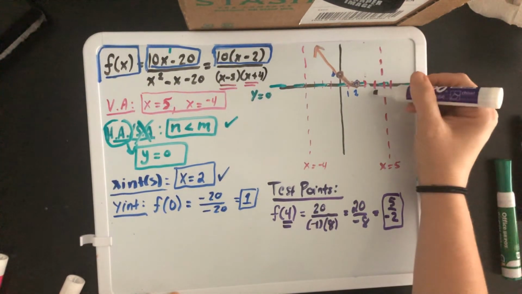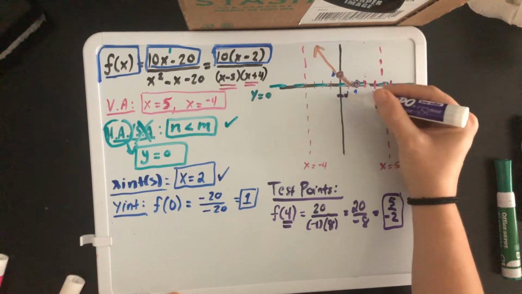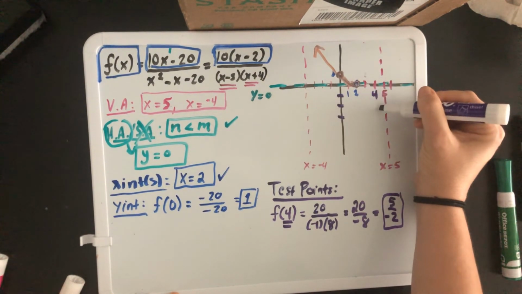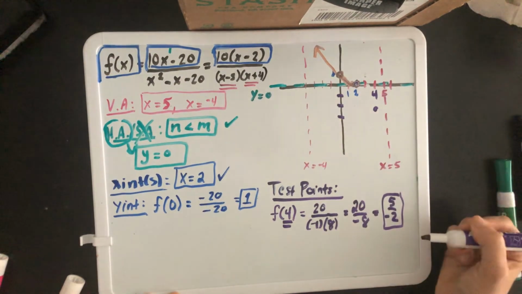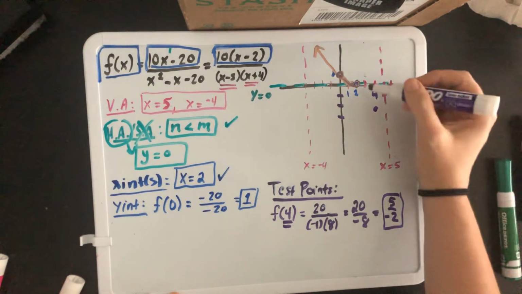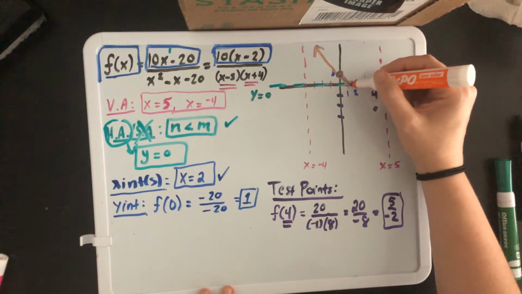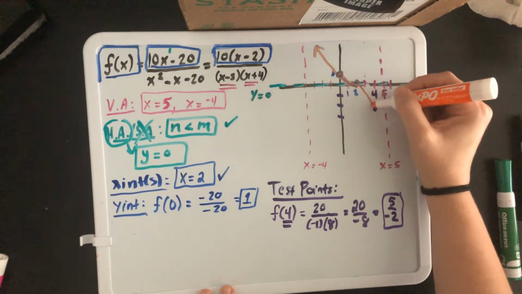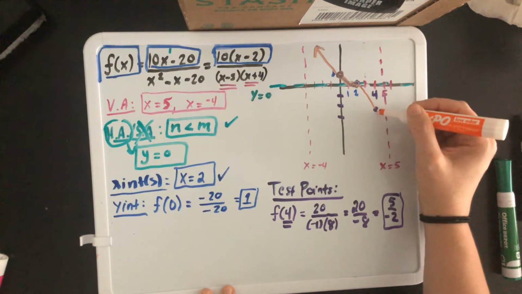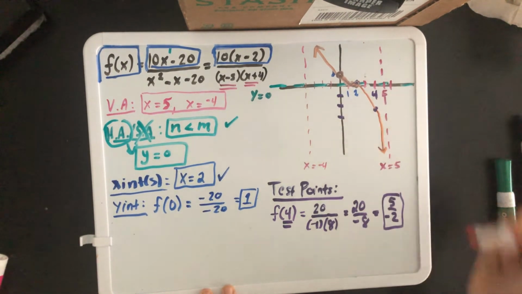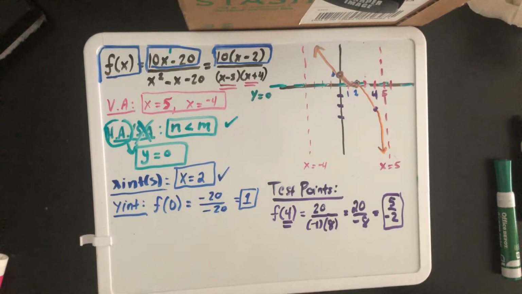So at 4, I'm down somewhere at -2.5, between -2 and -3. So somewhere in this region, I have that test point. So I can now continue my picture in that region, right? I now know that after the x-intercept 2, I'll be coming down so that I can cross this test point of 4, -2.5 and continue toward my vertical asymptote of x equals 5.